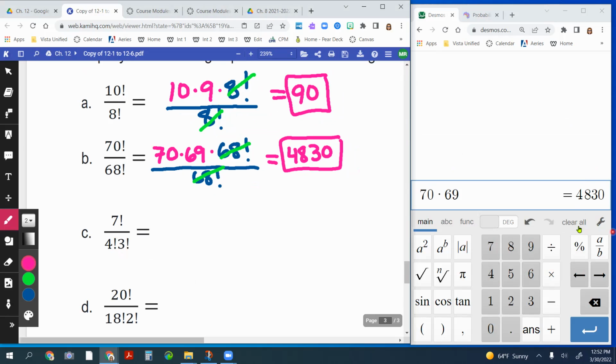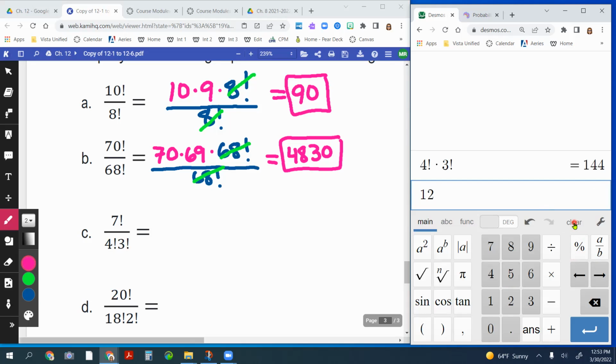Now, on the bottom ones, what you want to pay attention to is we have 2 things multiplying on the bottom. And what I want you to understand is I cannot take 4 times 3 and get 12 factorial, because 4 factorial is 24 times 3 factorial, and that's going to be 144.